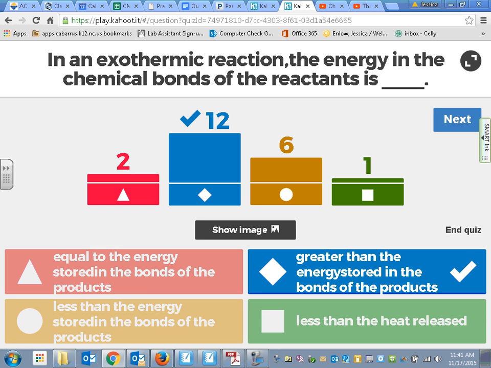I'm going to explain this one to you via a picture, okay? Second and last question. Alright, be quiet for me. How does this look on a diagram? The energy of the bonds of the reactants is greater or lesser than the products. If it says in an exothermic reaction, draw a curve for me that looks like an exothermic reaction. Does it go here to here, or here to here? It's got to be exothermic.